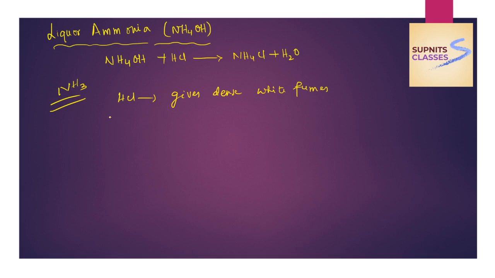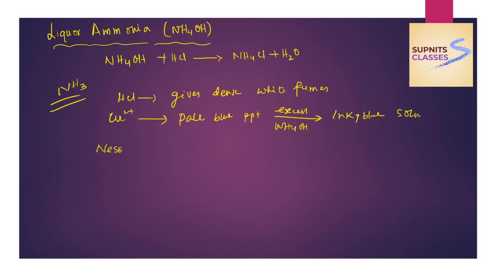With Cu2+ salt, what happens? First it gives a pale blue precipitate. Excess NH4OH, if I add in this, then what happens? Inky blue solution, formation of tetraammine copper sulfate. We have already discussed this. What happens with Nessler's reagent?